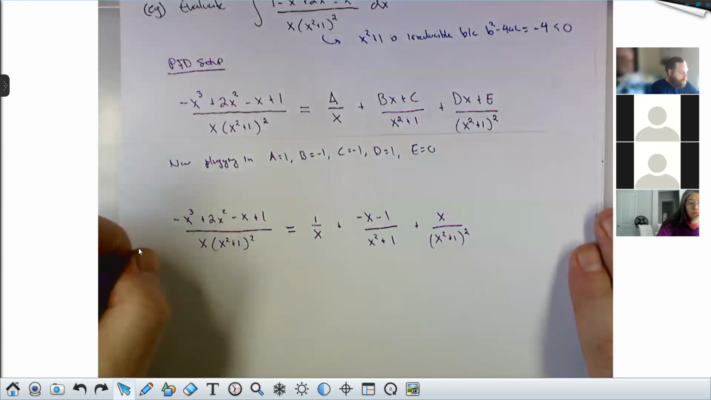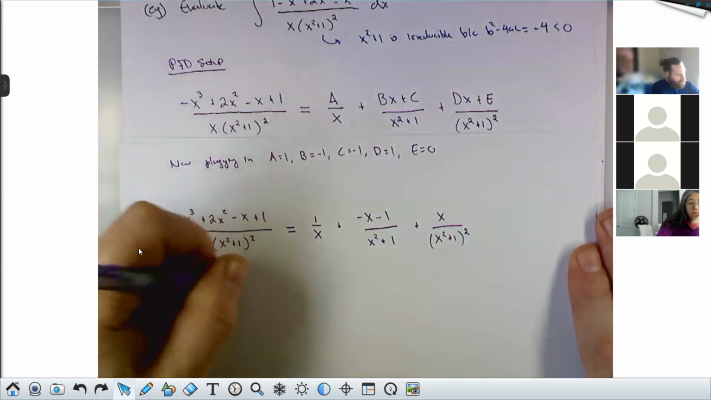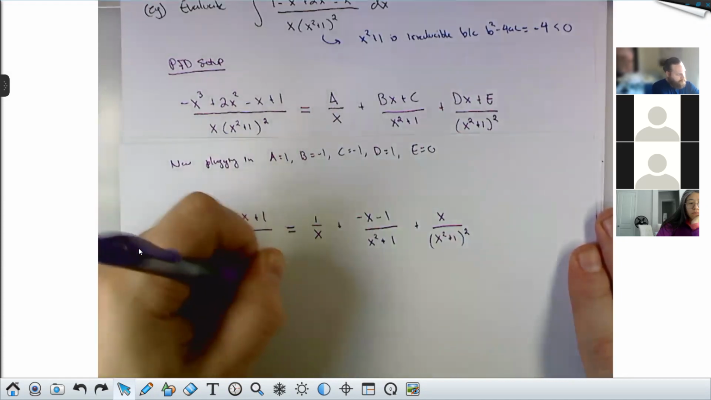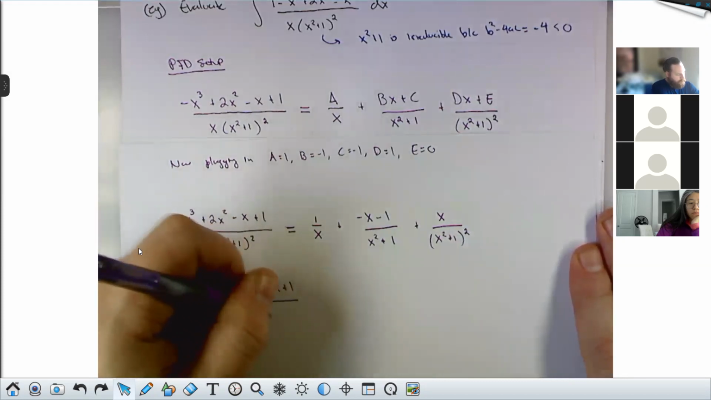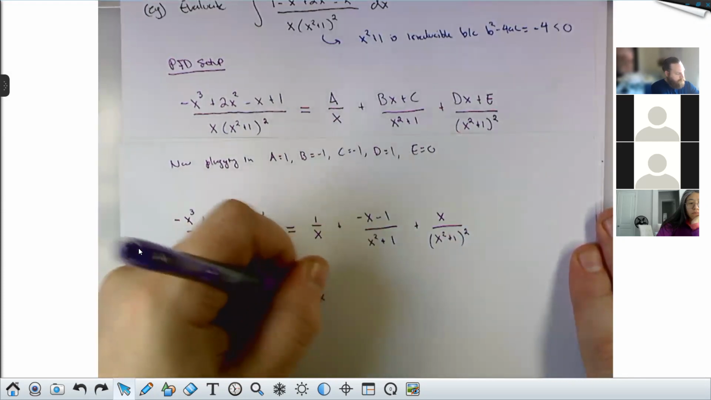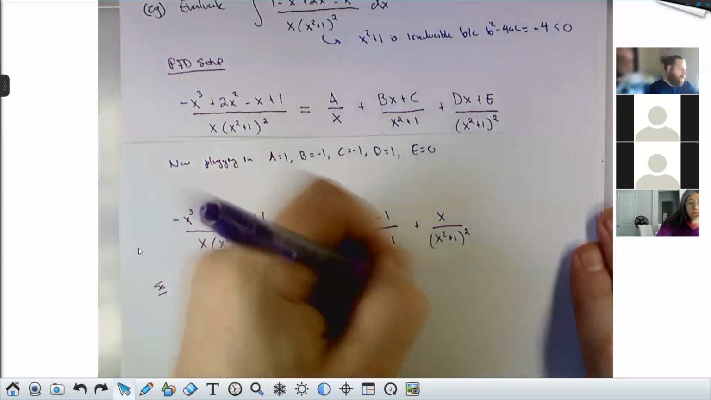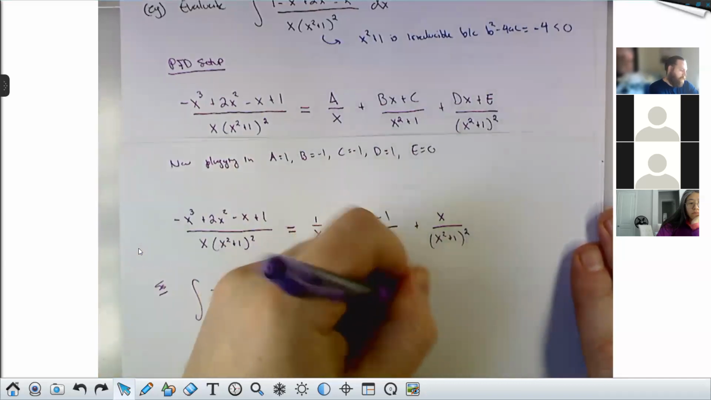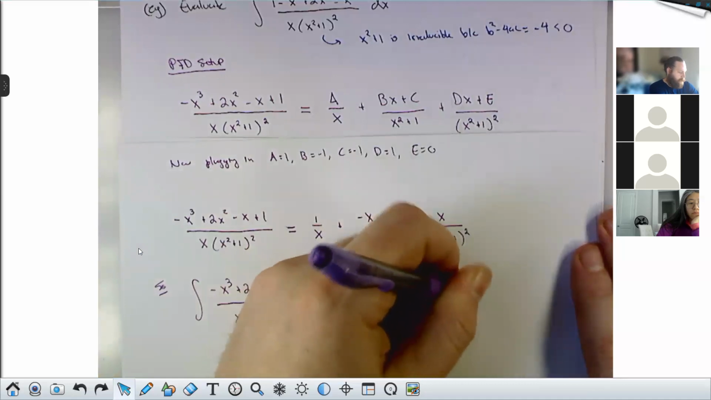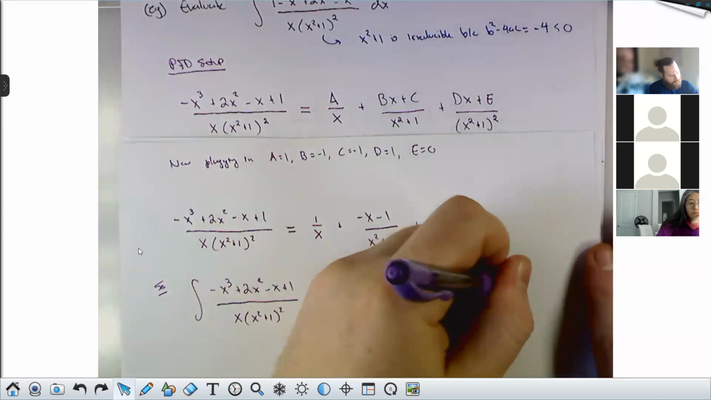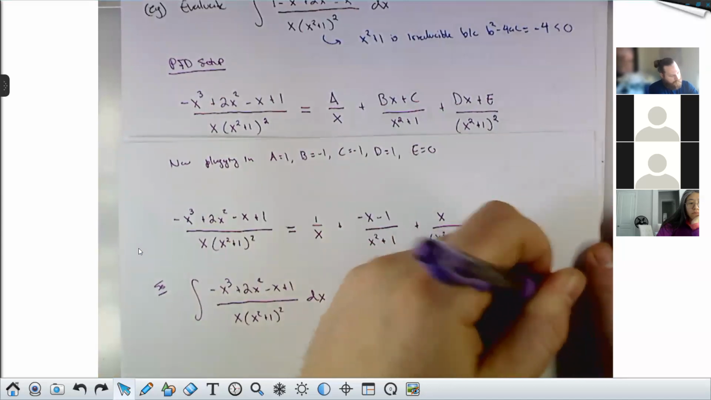Which means that the integral of -x cubed plus 2x squared minus x plus 1 over x times quantity x squared plus 1 squared dx is equal to the integral of 1 over x dx plus the integral of -x minus 1 over x squared plus 1 dx plus the integral of x over quantity x squared plus 1 squared dx.